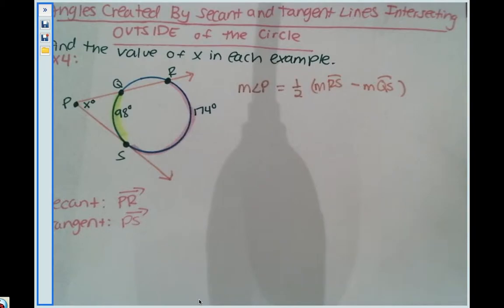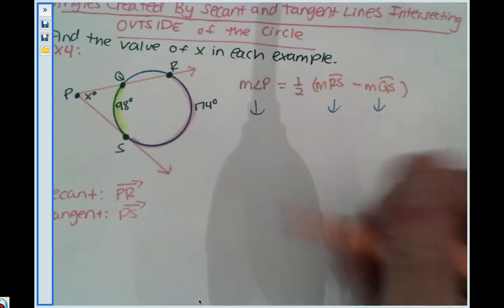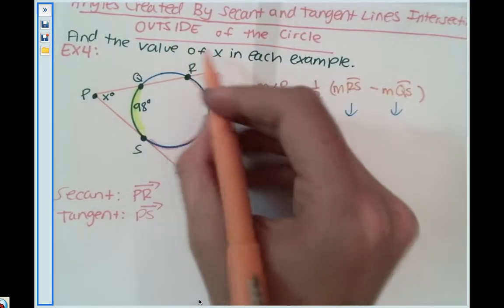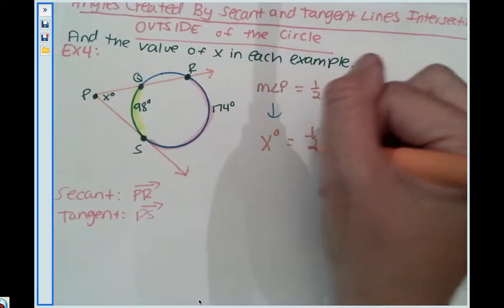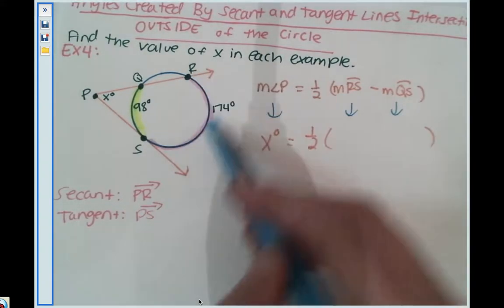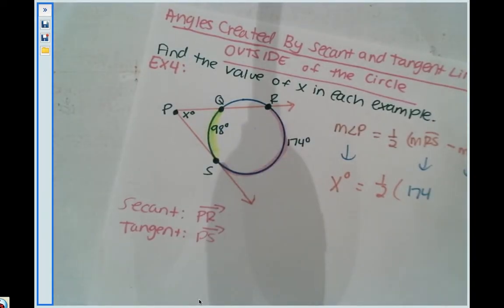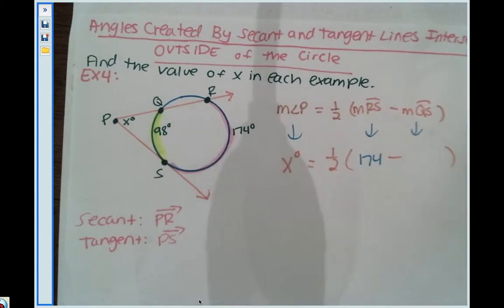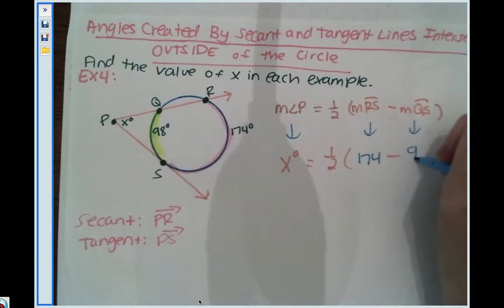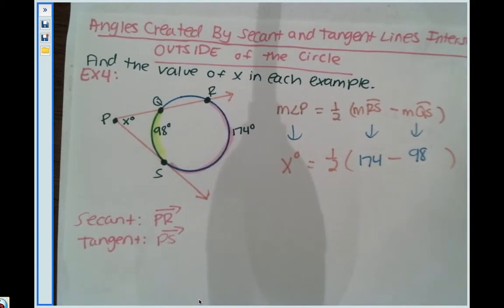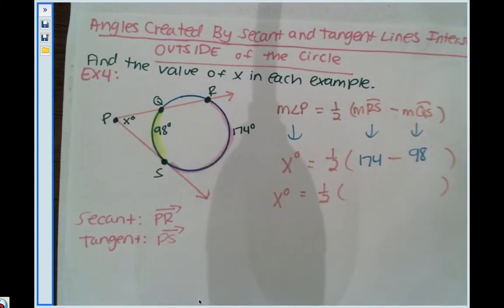That wasn't so bad, right? So the measure of angle P, well, P is secretly x, which is what we're trying to solve for, because it's find the value of x. So this is x degrees equals 1/2 times my two arcs, which is 174 for arc RS, minus, sorry guys, my paper slid over, 174 minus QS, which is 98. All right, let's get to solving. So x degrees equals 1/2 of 174 minus 98.